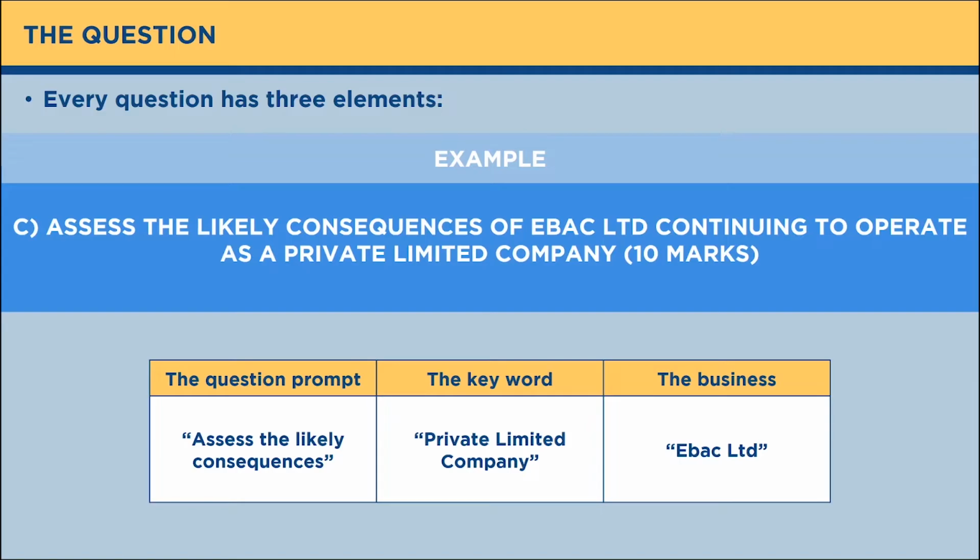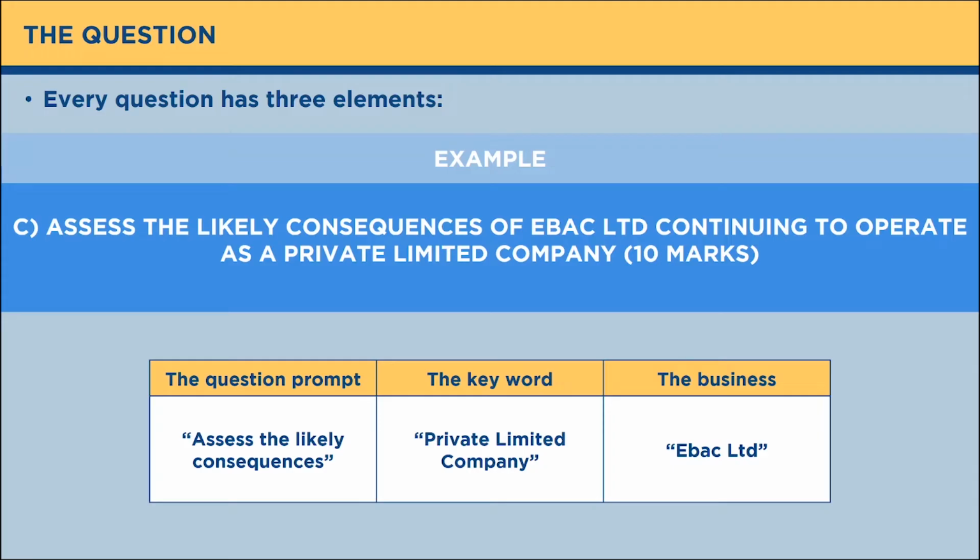Every question has 3 elements, and this is an example question on the screen. This is from a past exam paper or a sample assessment material, I can't remember where. But the question is, assess the likely consequences of EBAC Limited continuing to operate as a private limited company. And this is a 10 marker. Every question has these 3 categories, these 3 elements. The first is the question prompt. In this case, it is assess the likely consequences.